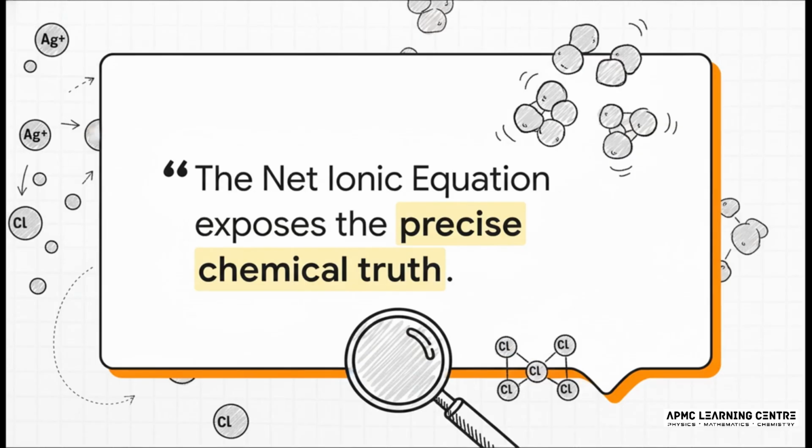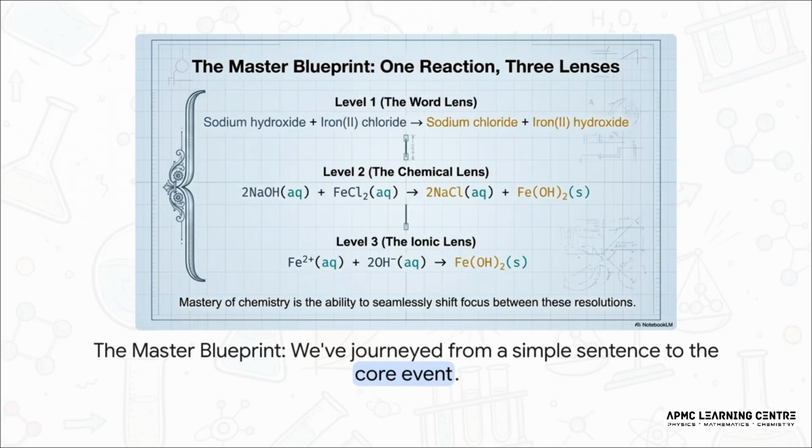And what's left is called the net ionic equation. This right here is the microscopic truth of what happened. It shows only the particles that actually did something, the ones that changed. In this case, the silver ions and chloride ions coming together to form a solid. And this brings it all together on our master blueprint. Look at that journey. We started at level 1 with just words. We translated that to level 2, the balanced chemical equation. And then we zoomed all the way in to level 3, the ionic lens, to find the real core event. 3 lenses, 1 reaction, 1 complete story.